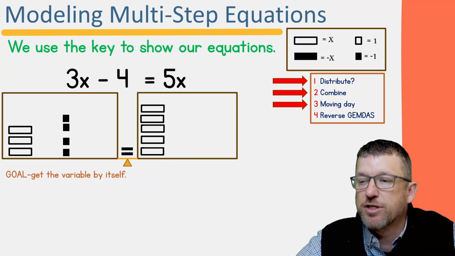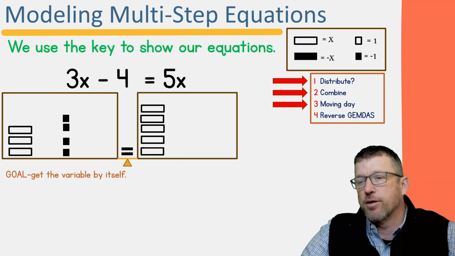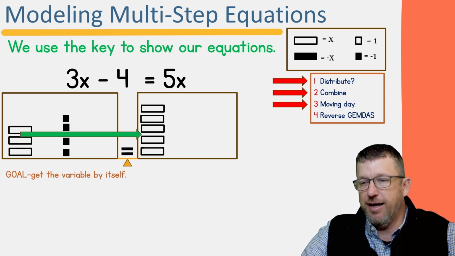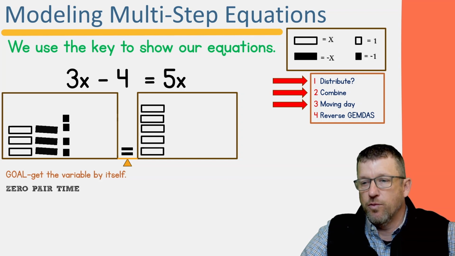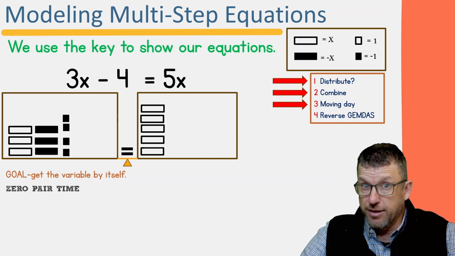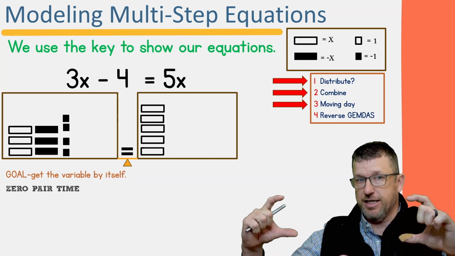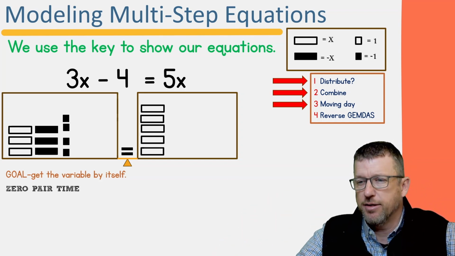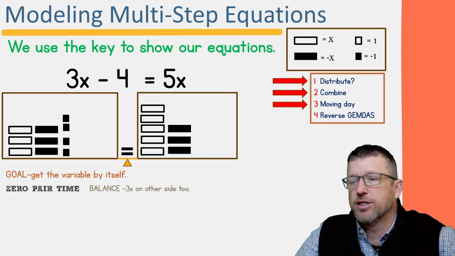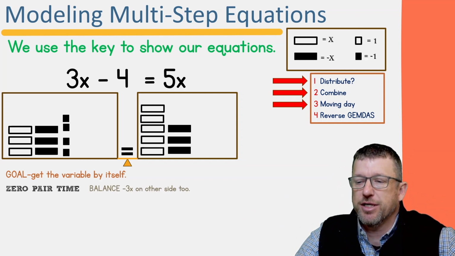Okay, when we want to move a whole value from one side to the other, we are going to be doing zero pairs. So let's go ahead and move that positive 3x over to the other side. And how are we going to do that? We're going to do zero pairs. We have a positive 3x, so let's put a negative 3x in because those will cancel out, right? 3x positive, 3x negative, 0. All right, but what we do to one side, we got to do to the other side. That's one of our keys, right? So we go ahead and move that negative 3x onto the other side as well.